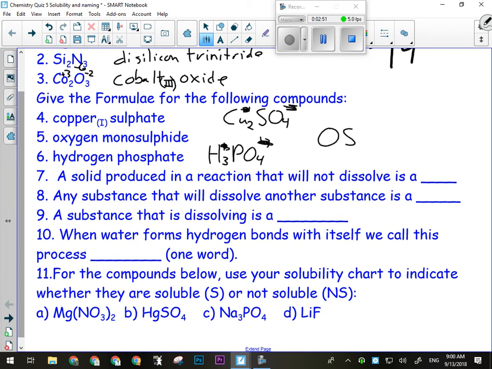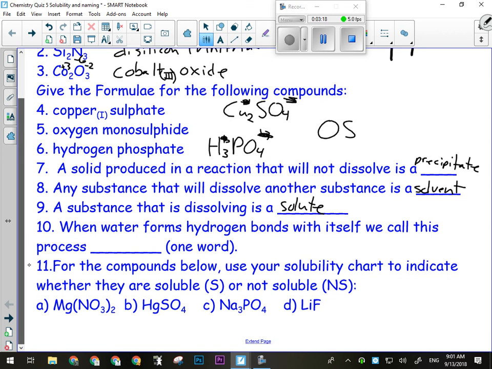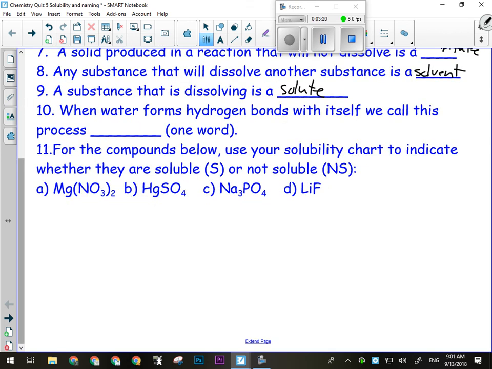Okay, then we have some solubility questions. A solid produced in a reaction that will not dissolve is called a precipitate. 1 mark for that. Any substance that will dissolve another substance is a solvent. A substance that is dissolving is a solute. When water forms hydrogen bonds with itself, we call this process cohesion. And I made sure I put 1 word there so you didn't say hydrogen bonding, which obviously is in the question, but I've had people try that.